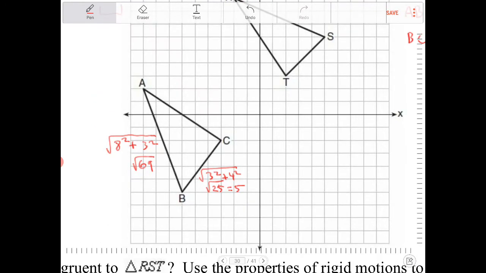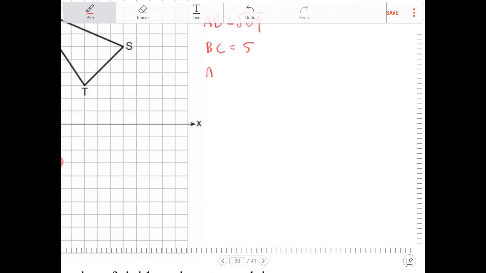Okay, and then we're going to again find out what is the length of AC. So we're going to go over 2, 4, 6, and then we're going to go down 4. So this would be square root of 6 squared plus 4 squared. 6 squared is 36. 4 squared is 16. That would be 52. This would be square root of 52. So AC is the square root of 52.